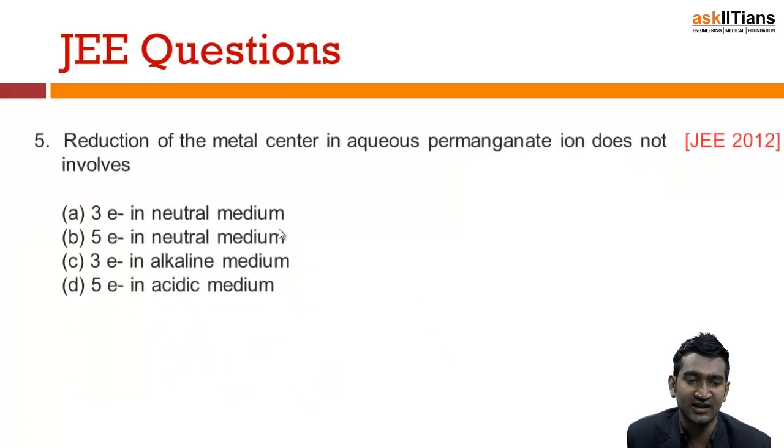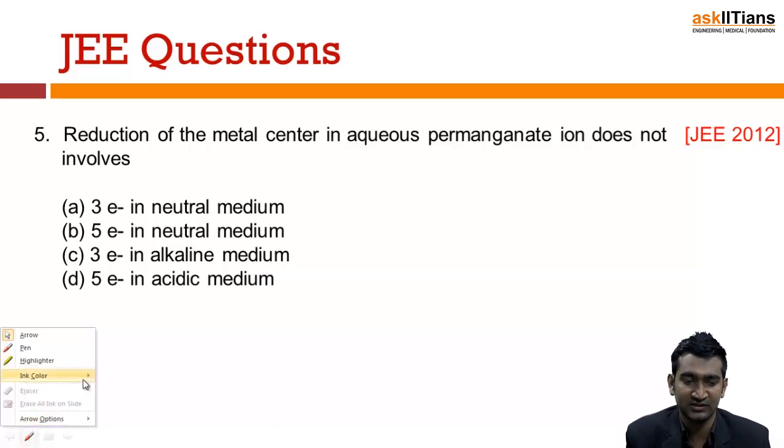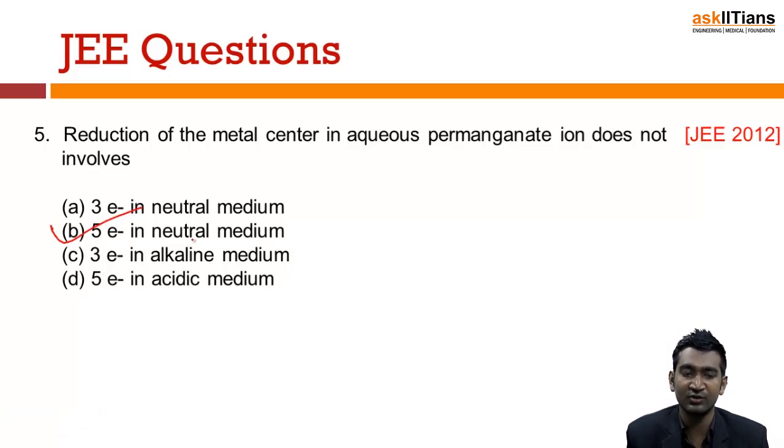Here is our last question, guys. Reduction of metal center in aqueous permanganate ion does not involve what? Now, you must be knowing what it involves. Obviously, it involves 3 electrons in my neutral medium, 3 electrons in my alkaline medium, and 5 electrons in my acidic medium. So, obviously, for this the correct answer will be B. In neutral medium, I have 3 electrons for the metal center. So the correct answer for this will be B.